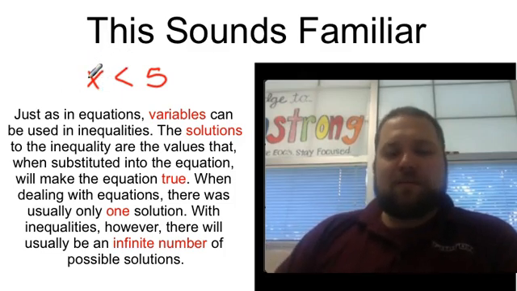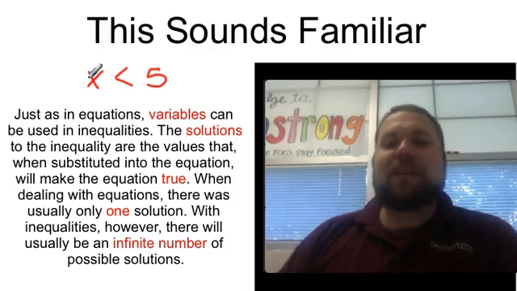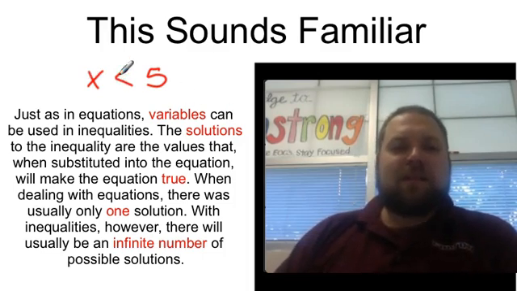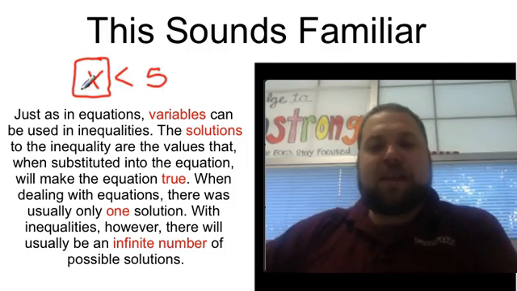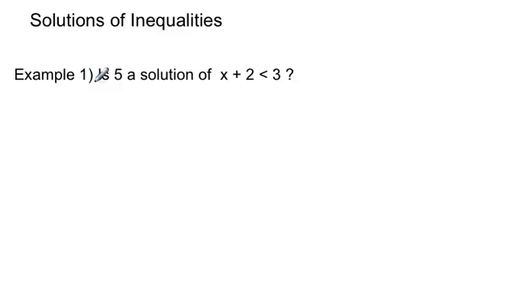Give me a number that is less than 5. 4. Give me another one. 3. 2, 1, 0, -1. We could literally go on forever. There are an infinite number of numbers I can replace x with that will make this statement true. Every single number smaller than 5 makes this statement true. And so I get a whole bunch of solutions.